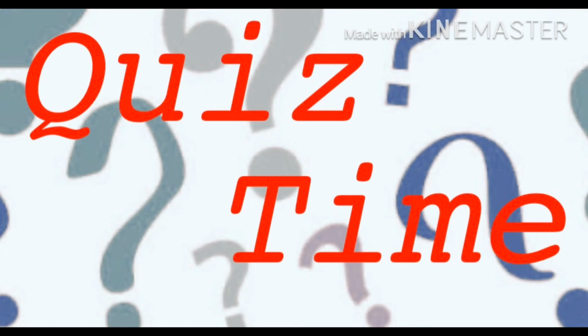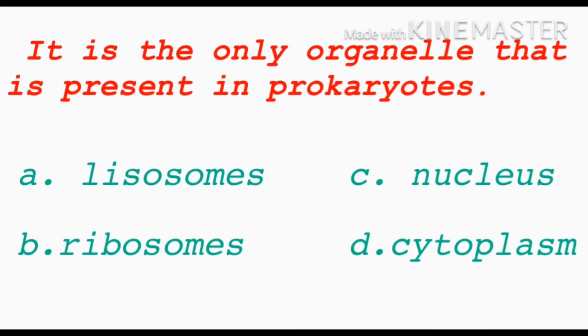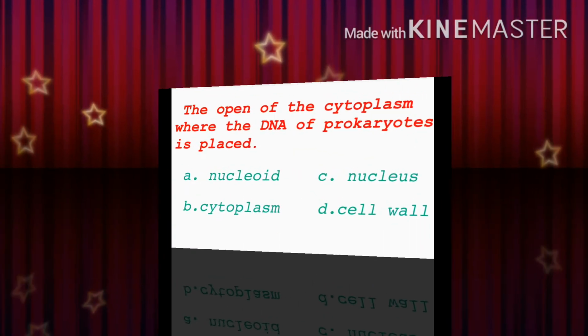Okay, we'll start now. Okay, ilabas nyo na yung papel at ballpen nyo at pwede rin kopyahin nyo itong mga questions. Malay nyo, lalabas na sa board exam, di ba? Okay, here's the first question. It is the only organelle that is present in prokaryotes or prokaryotic cell. A. Lysosomes. B. Ribosomes. C. Nucleus. D. Cytoplasm. And the correct answer is letter B. Ribosomes. Siya lang yung nag-iisang organelle na makikita sa prokaryotes.